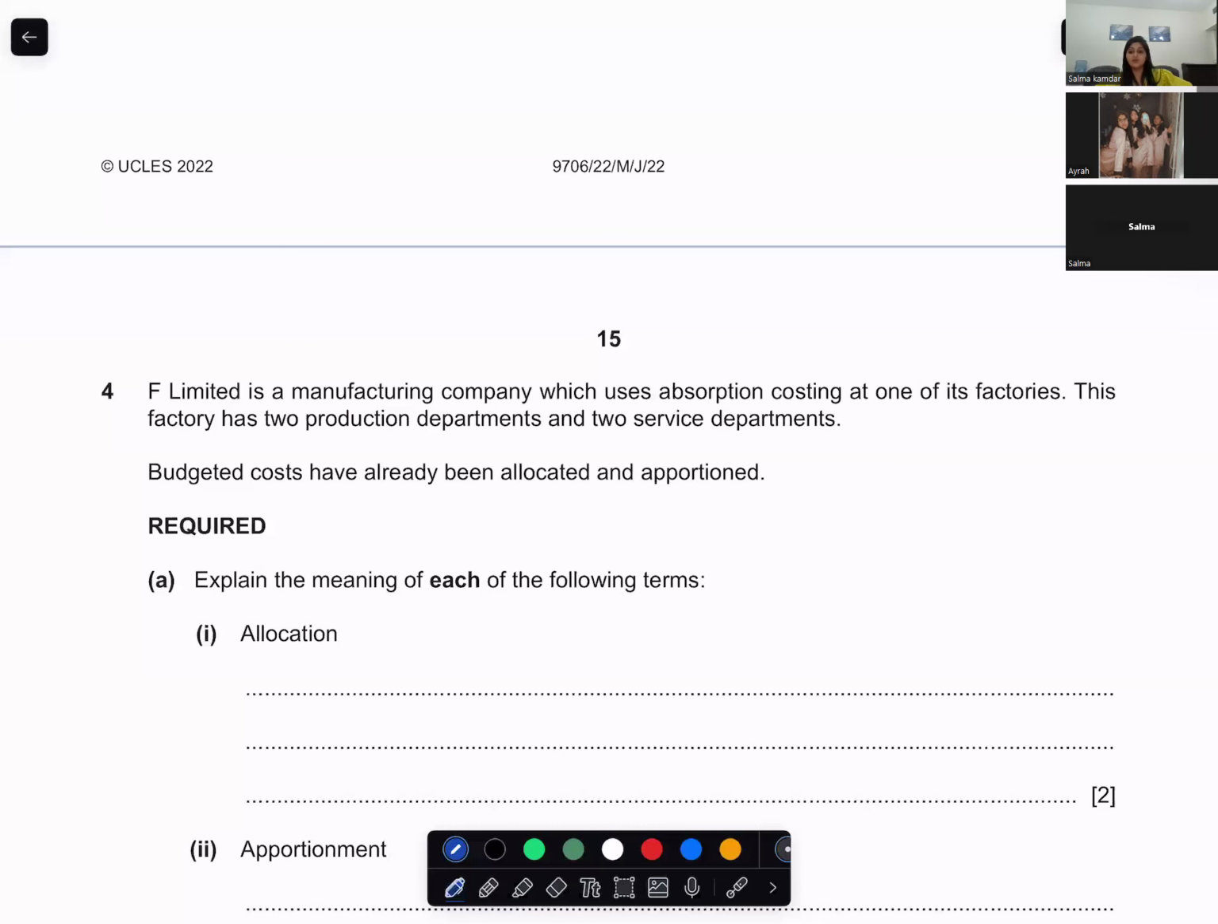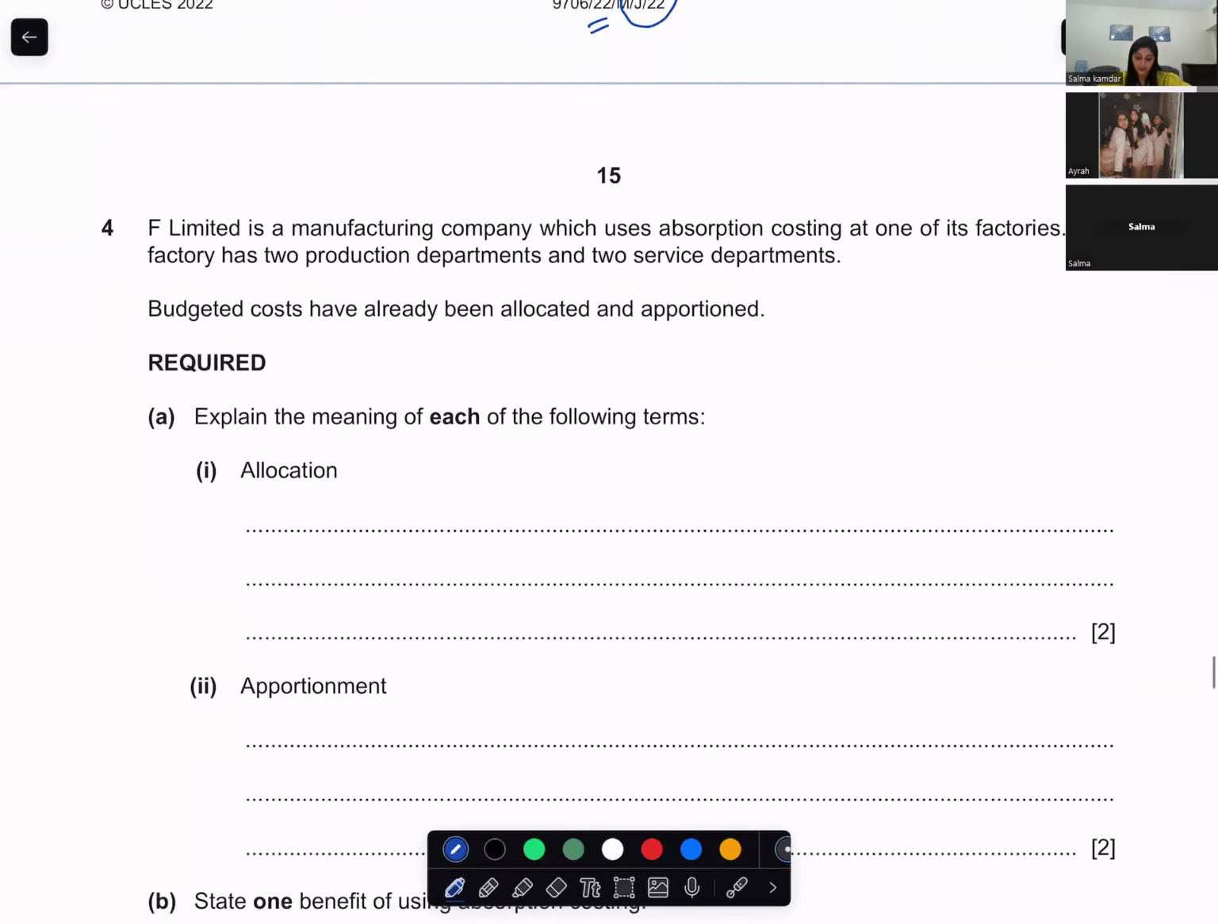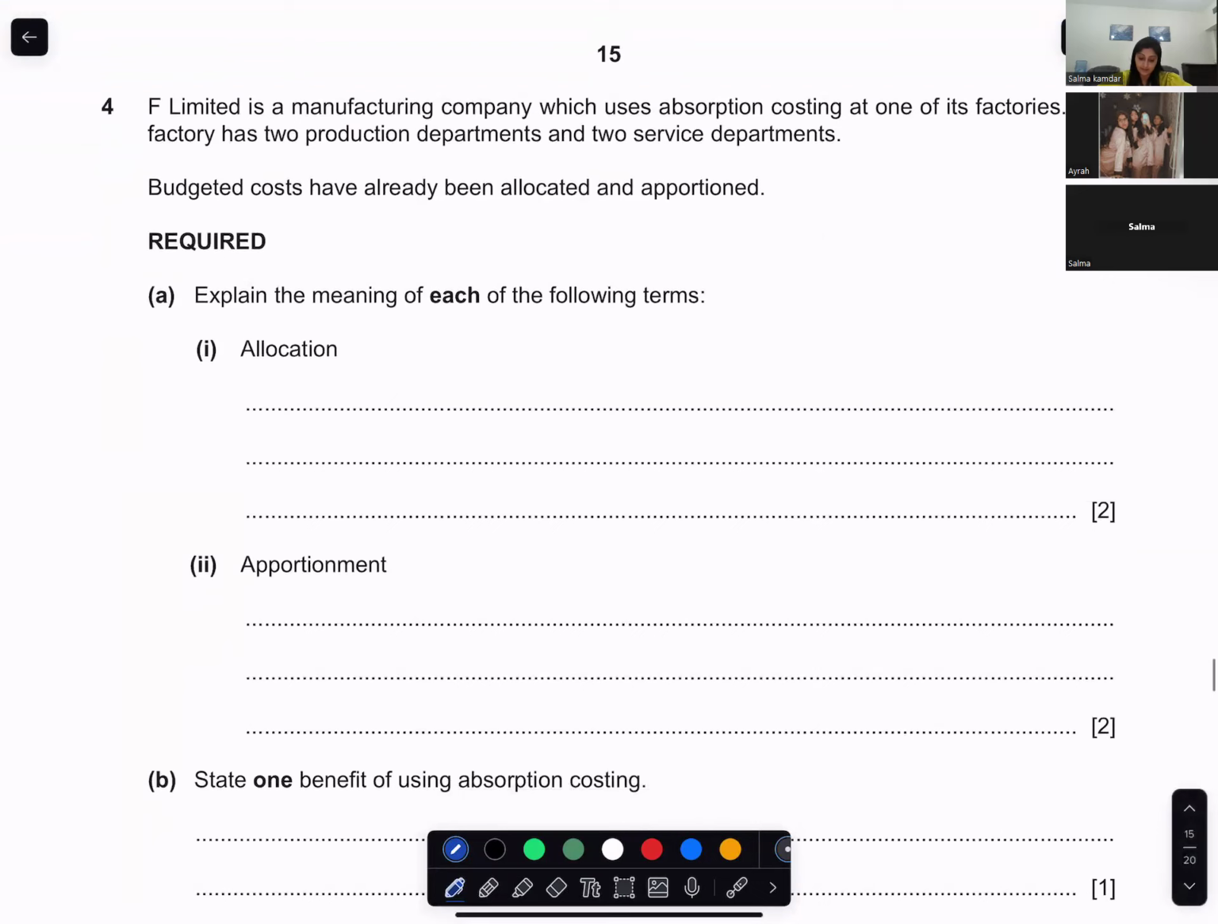So we are doing a sum of May-June 2022, paper 22. This is question number 4 that is related to absorption costing. Whenever they tell you about theory, you don't need to read the question or details about it. You can directly go to it.